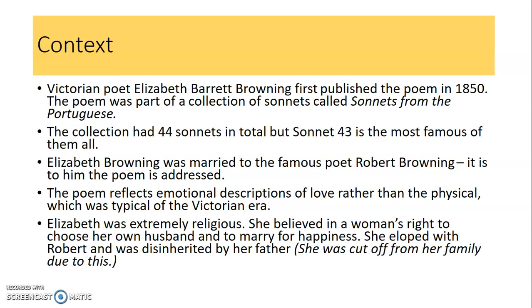Elizabeth was extremely religious. She believed in a woman's right to choose her own husband and to marry for happiness. So she actually eloped, she ran away with Robert, and as a result of that, she was disinherited by her father, which essentially means she was cut off from her family and not allowed to see them due to her choice to run away with him. So that's just a bit of context to give you a bit of understanding. If you want to make some notes on those points, then you can pause the video here.